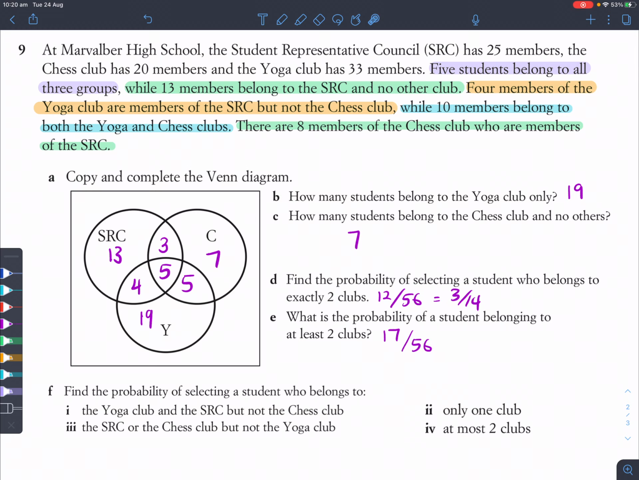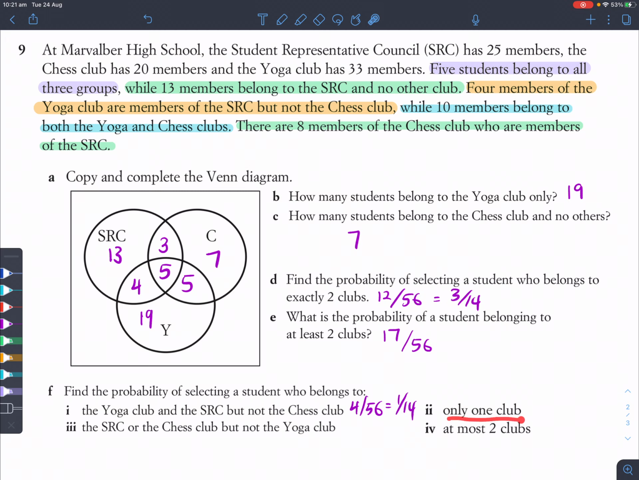Question F, find the probability of selecting a student who belongs to the yoga club and the SRC, but not the chess club. So, the yoga club is here, and the SRC, which is there. So we're looking at the intersection of these two. That satisfies this sentence, but not the chess club means we don't want the 5 there. So we're looking at just the number 4 out of 56, which is 1 out of 14.